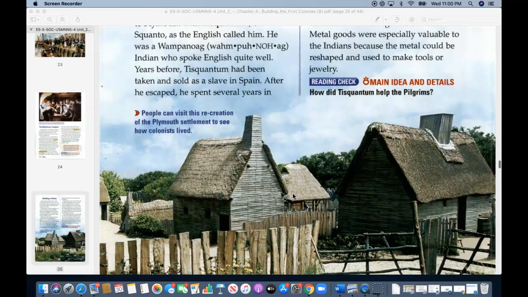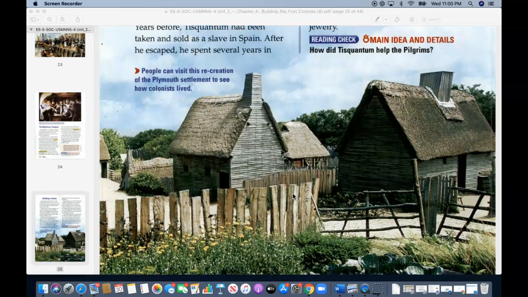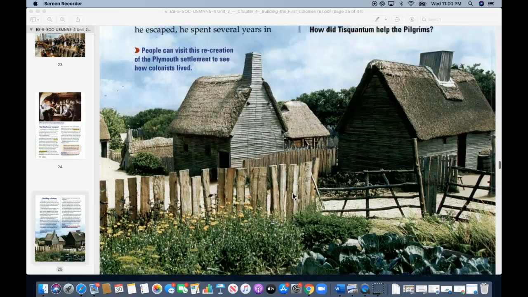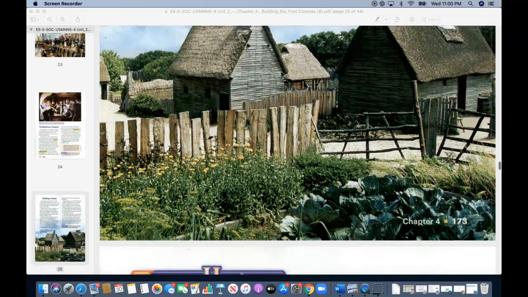People can visit this recreation of the Plymouth settlement to see how colonists lived. Road trip.